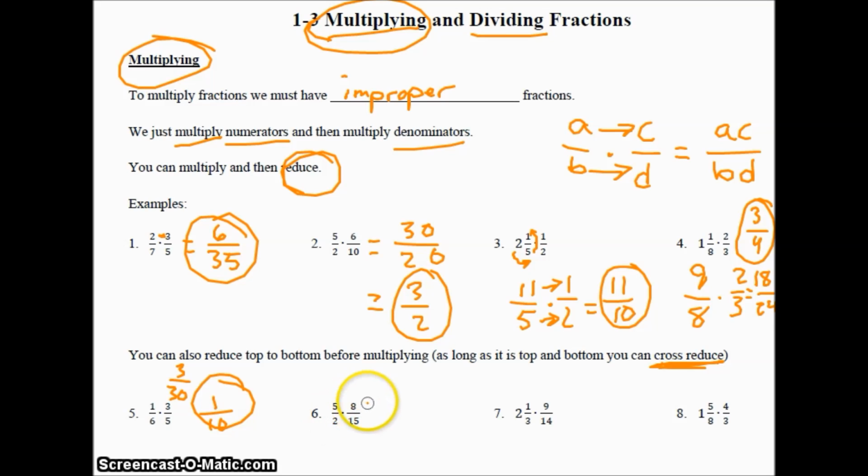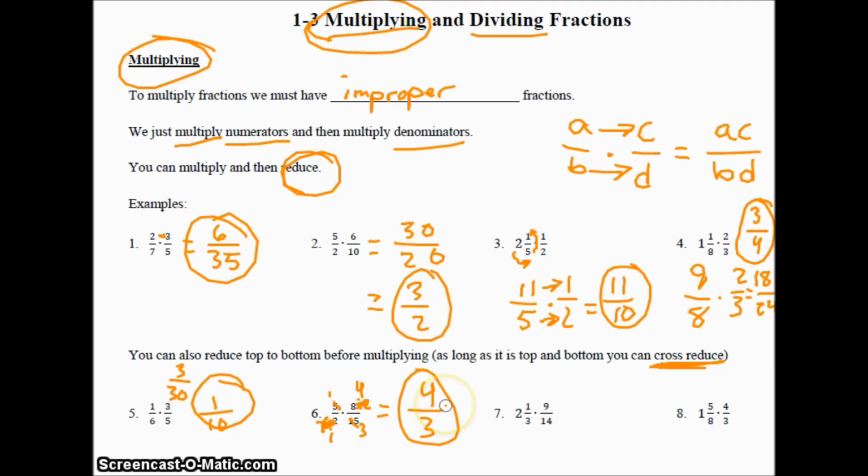2 and 8, both are divisible by 2. So we divide by 2 and divide by 2. Okay, and we get on this side, 8 divided by 2 becomes 4, and 2 divided by 2 is just 1. Now can we do the other one? Yes. 5 goes into 15, 1 and 3. So now we take 1 times 4 is 4, divided by 1 times 3, which is 3. So our answer is 4/3. So we reduced ahead of time. That's what cross reduction does.